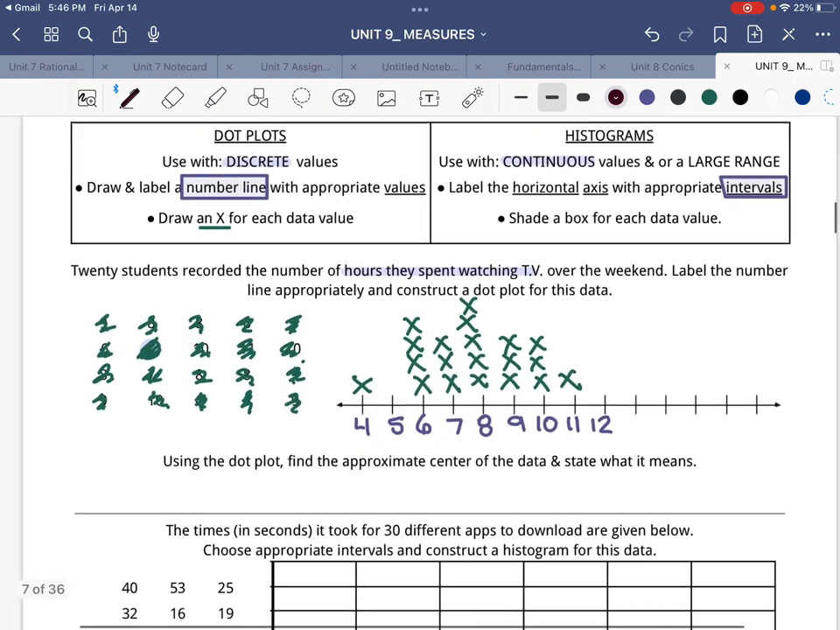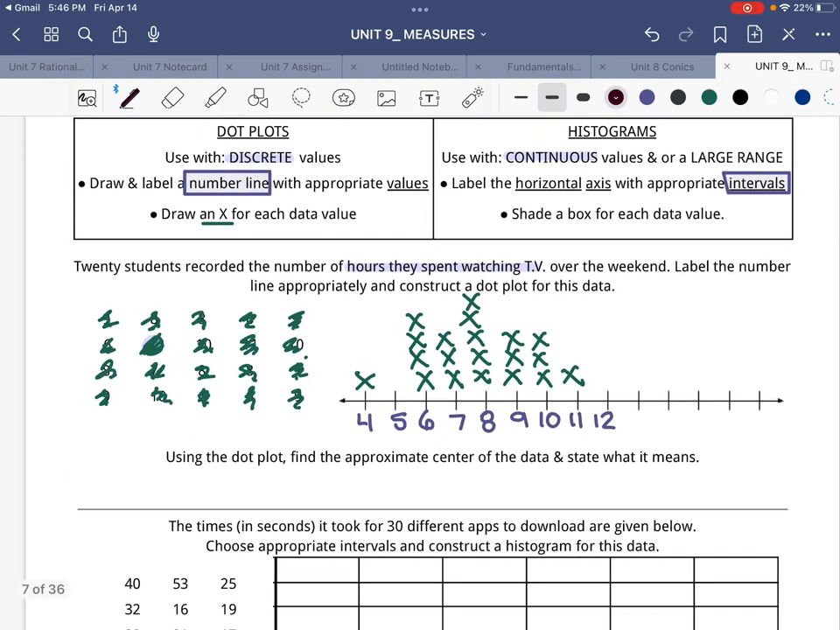Then it says, using the dot plot below, find the approximate center of the data and state what it means. Underneath approximate center, I'm going to go ahead and write the word median, because that's really all we can find with the dot plot at this point. So what happens is we are going to cross out an X on each side the same way we would have done if we listed these numbers in order. But we've actually found a way to avoid listing them in order because 4 is the smallest one. 11 is the biggest one.